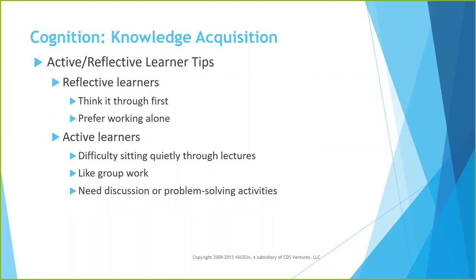Active learners have a difficulty sitting quiet through lectures. They love group work and they need discussion or problem-solving activities. You will have both types of learners in any group you do. So if you've got active learners, ask questions that are not rhetorical throughout the presentation. Incorporate group work, because group work is also the time when the reflective learners can kind of chill out and put stuff together. And always have activities for the active and the reflective learners that make them apply it to themselves.